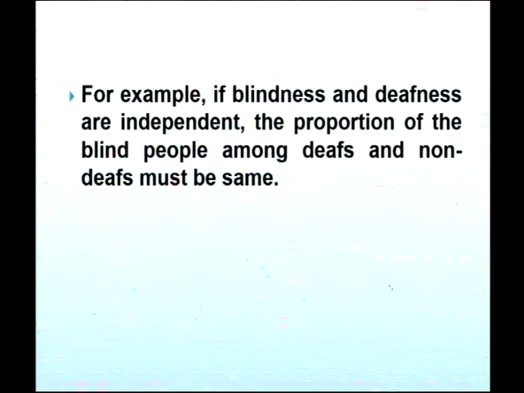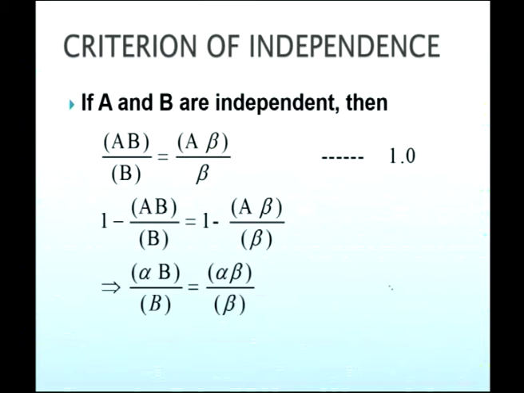For example, if blindness and deafness are independent, then the proportion of blind people among deafs and non-deafs must be the same. We have studied the criterion for consistency of the data. There is also a criterion for independence of the attributes. If A and B are independent, then AB by B is equal to A beta by beta.